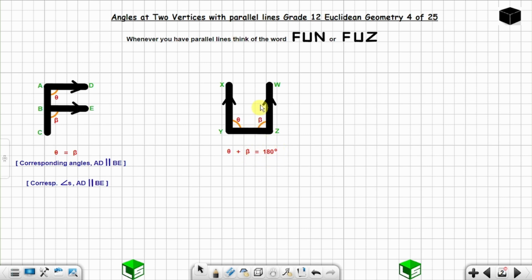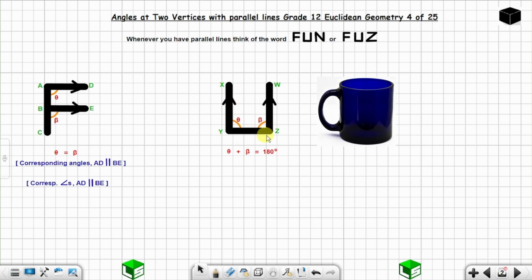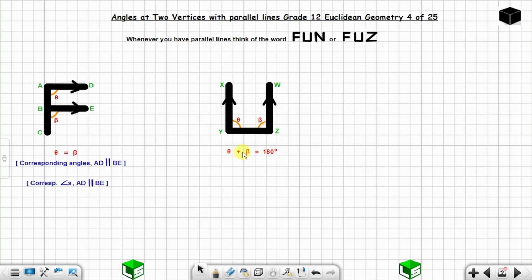You have a sort of a cup, a mug, with a mixture. Let's think of it that way, just for you to remember. This is a cup, you have a mixture, and this is why you have plus a mixture. So, theta plus beta is equal to 180 degrees.